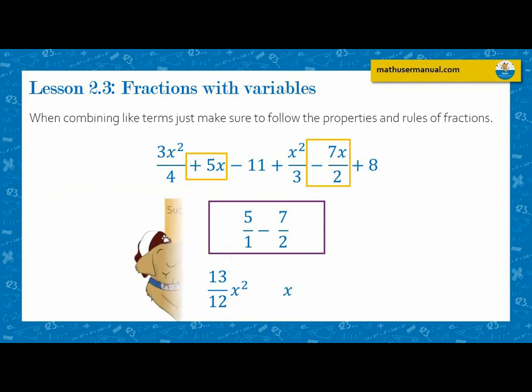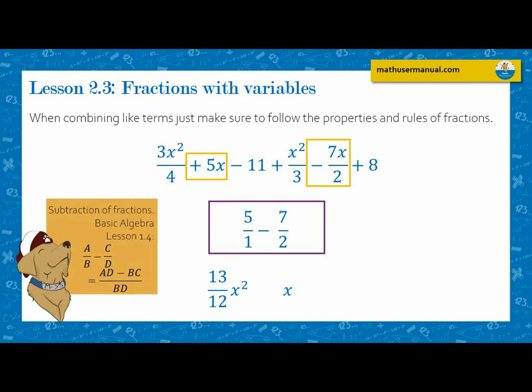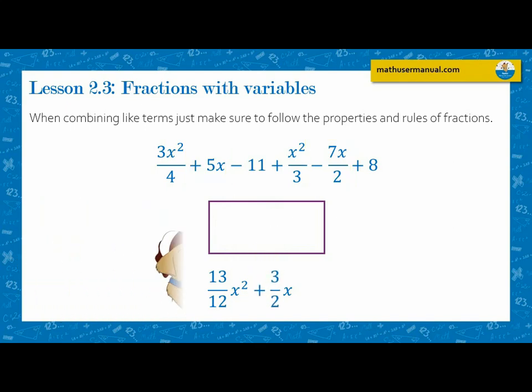And now all we do is subtraction of fractions, as we learned in lesson 1.4 of the Basic Algebra course. We can reproduce this formula shown on the screen, or we can go to the video of lesson 1.4 in Basic Algebra and apply the methods learned there. And if we do 5 over 1 minus 7 over 2, we're going to get positive 3 over 2. And that's the coefficient of x.